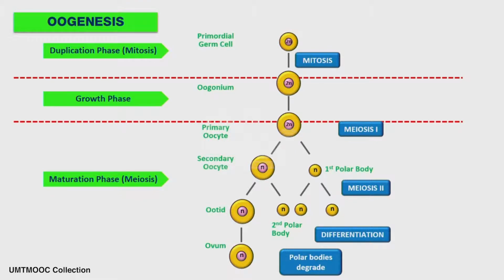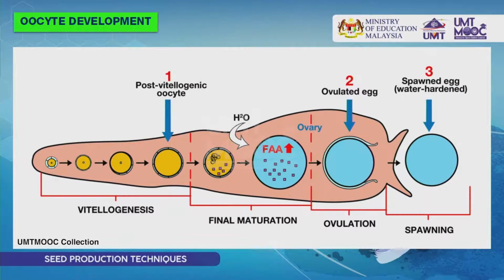The secondary oocyte undergoes a meiosis 2 division, resulting in an ovum and another polar body, whereas the first polar body divides into two polar bodies, resulting in one ovum and three polar bodies. The polar bodies will eventually degrade. At this stage, oocytes are ready for ovulation. The figure shows the oocyte development in the ovary.